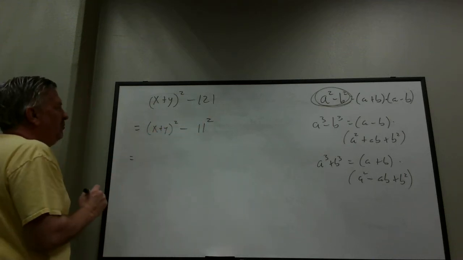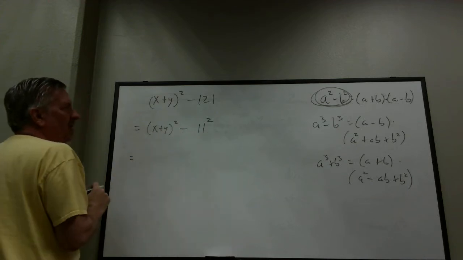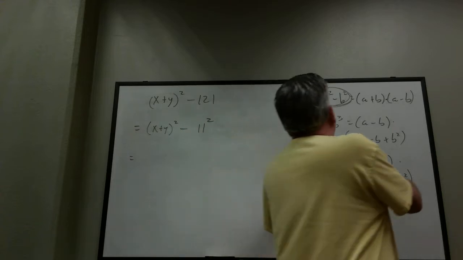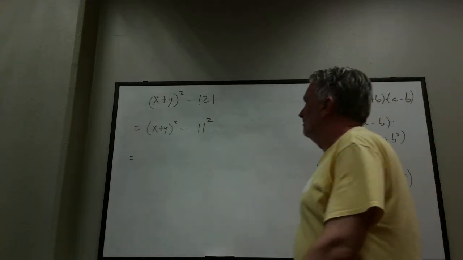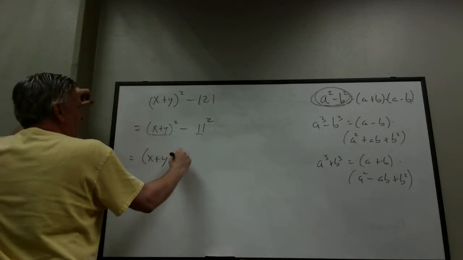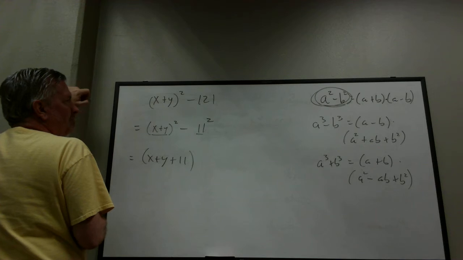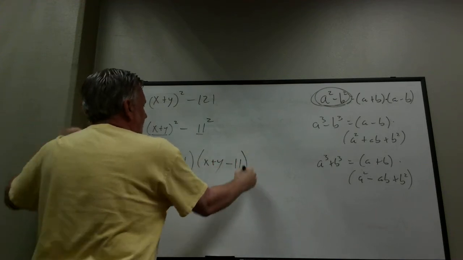Right? So how do you factor a difference? This is a difference of squares. Right? Well, what does the rule say to do? The two things that are being squared, you add them and then you subtract them. Okay? So it's that and 11, so you add them, x plus y plus 11. And then you do x plus y minus 11.